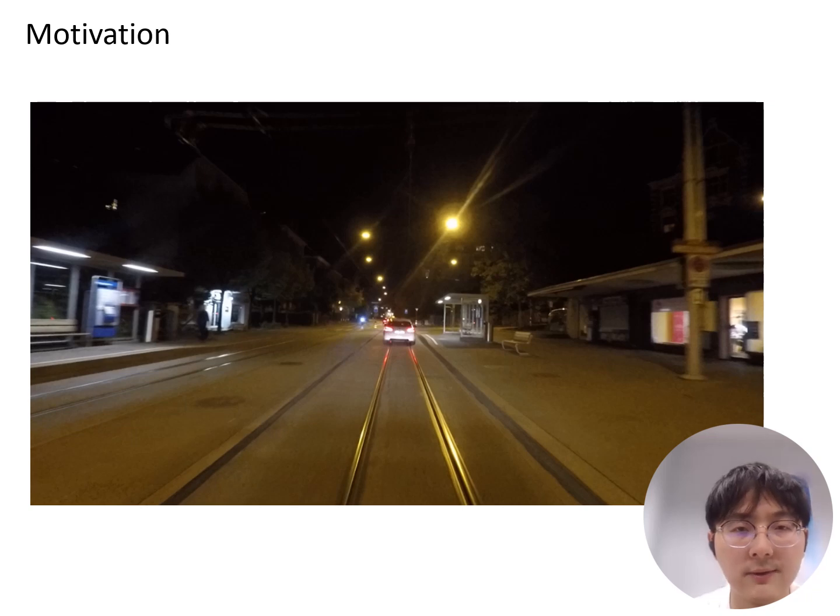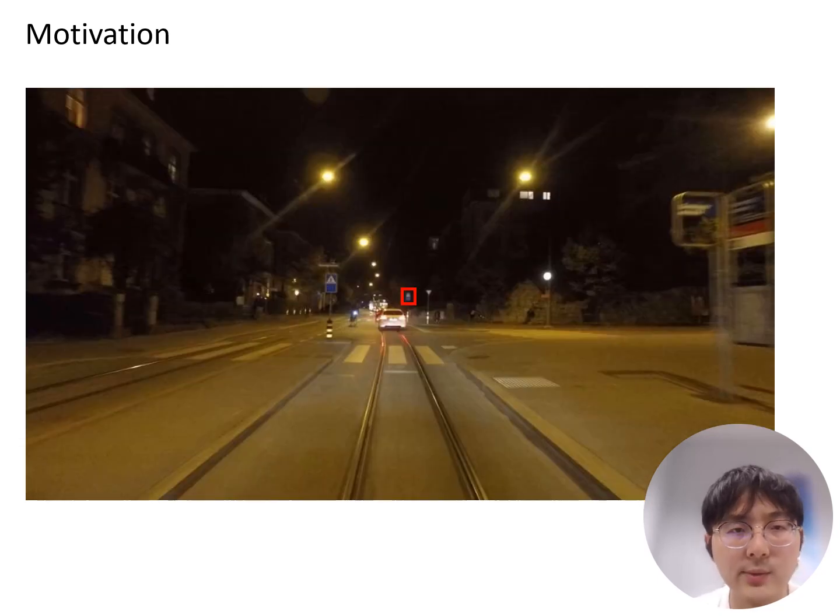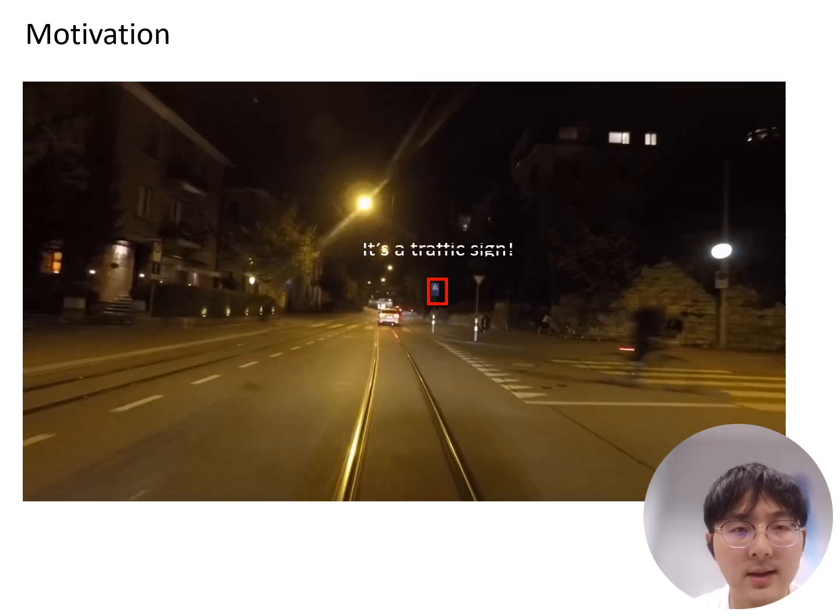First, let's have a look at a photo taken at nighttime in Zurich. And what is this? Let's drive closer. As we drive closer, the target becomes larger and larger. Now we can see clearly that it's a traffic sign.